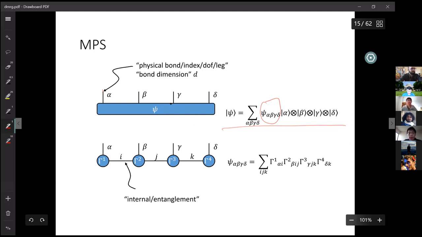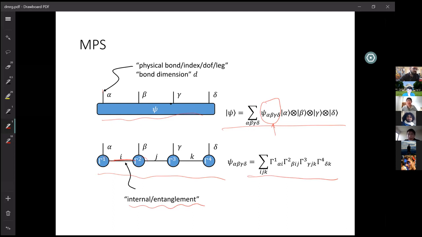And we know that we cannot always store a wave function in this form, because as the number of sites grows, the number of tensor elements we will need for this tensor will grow exponentially. So one may ask, can we just have a tensor network like this? We decompose the psi tensor into very small elements, and they are connected by what are called internal entanglement legs.